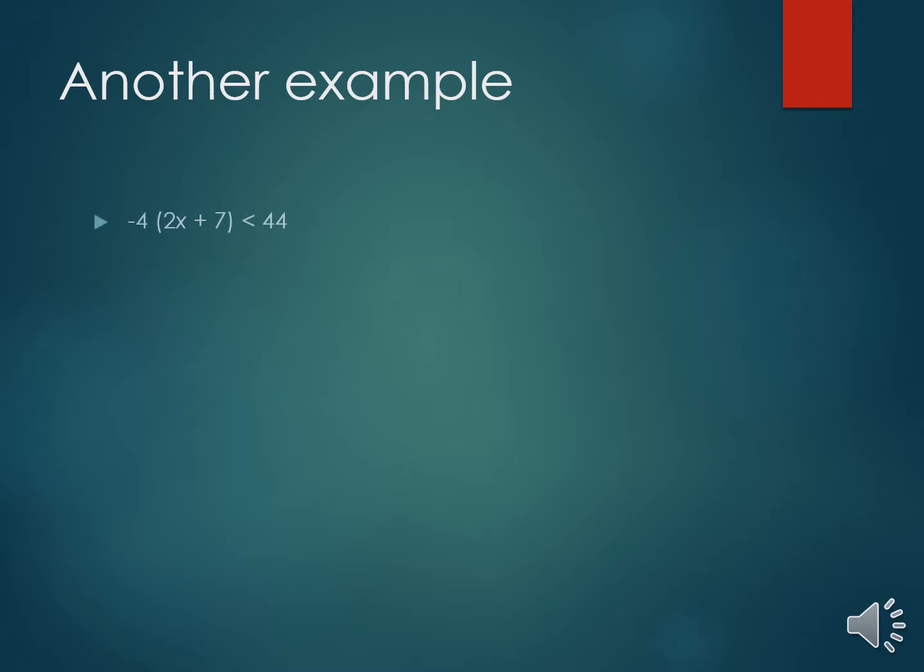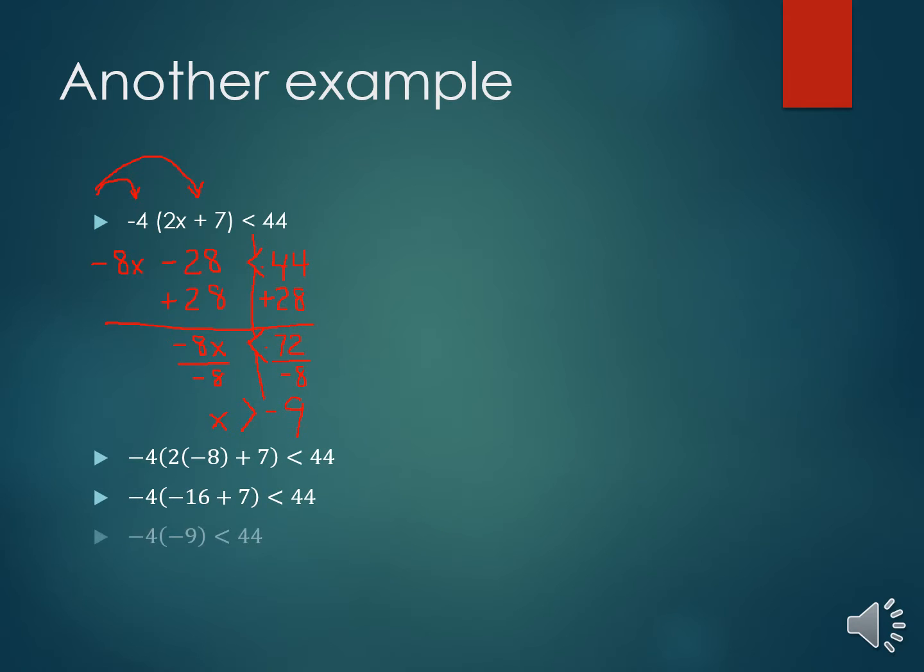Here's another example. Pause the video at this point to give yourself a chance to do the example. Distributing the -4 first will give me -8x minus 28 is less than 44. Add 28 to both sides to get -8x is less than 72. Dividing by -8 switches the direction of the sign, and now I have x is greater than -9. In checking, I plug in -8 into my solution, because -8 is greater than -9. And my solution checks out, because 36 is less than 44.